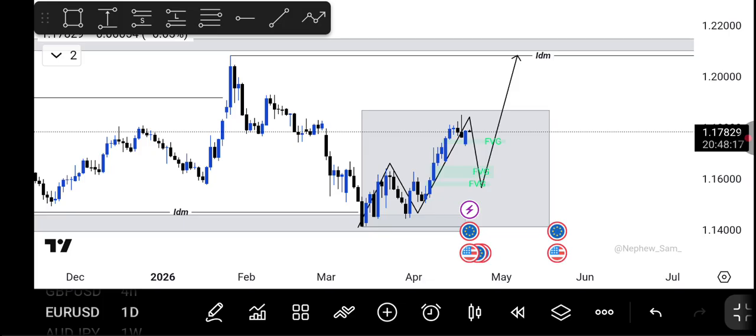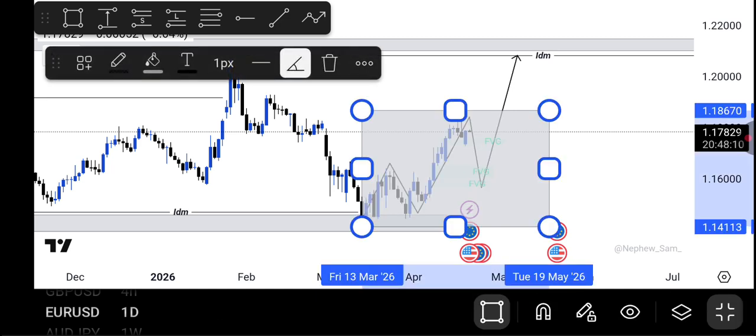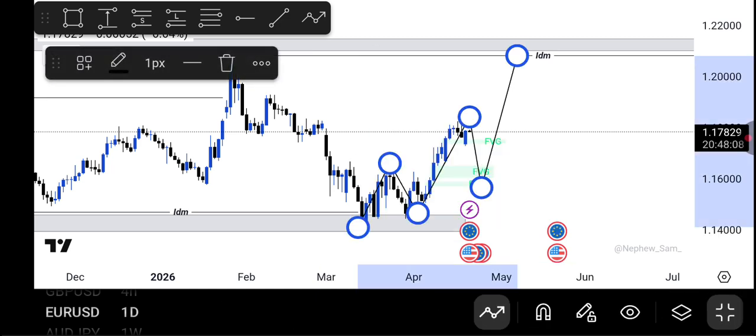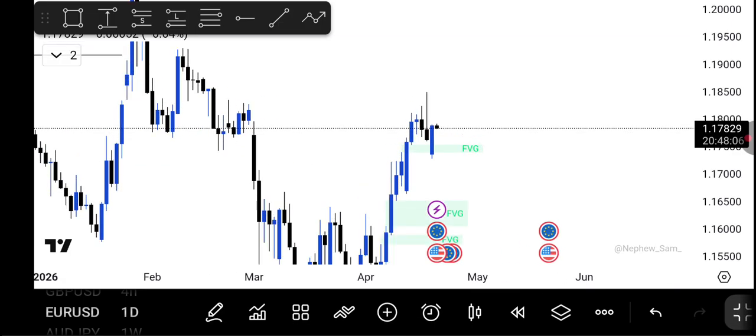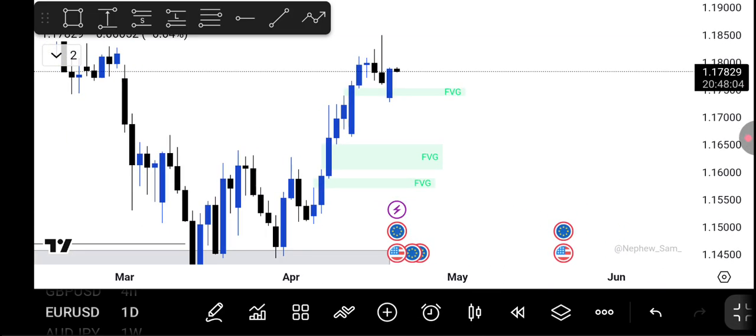We still have something we call inducement. So at that area, we still have something we call inducement. Now, what are we going to do? We are expecting buy. We are expecting buy on EURUSD.